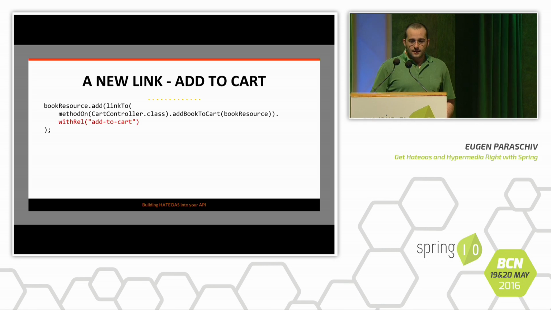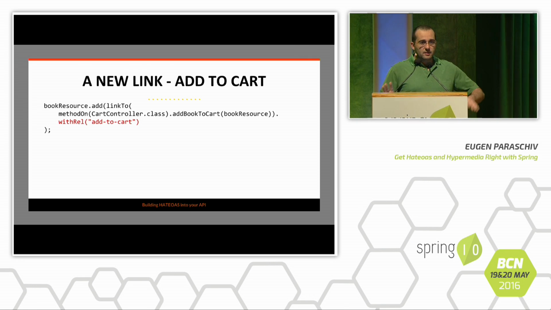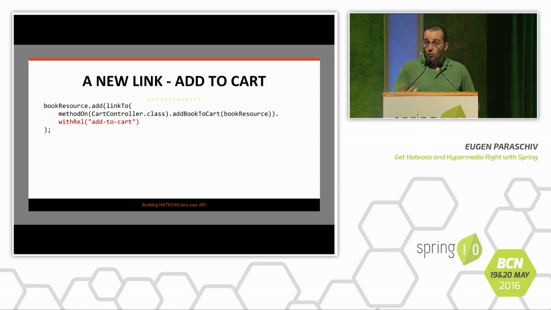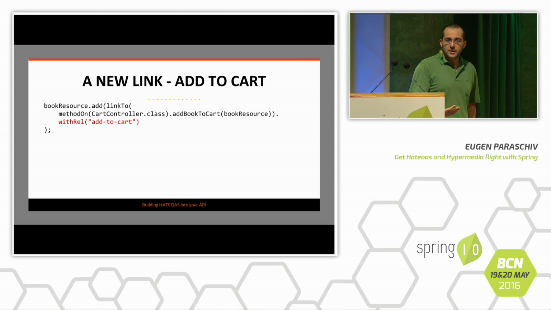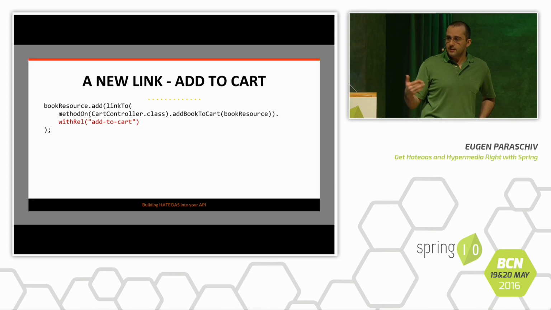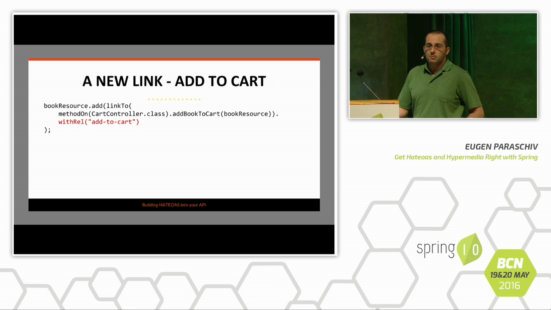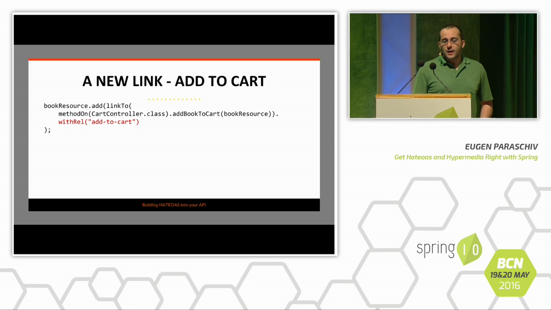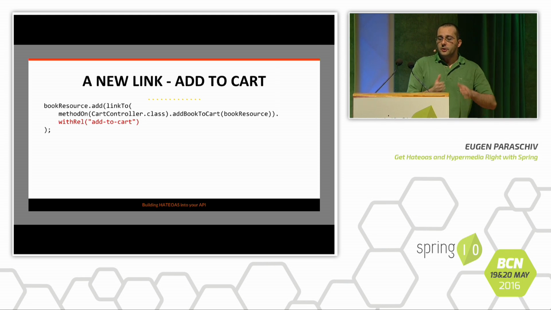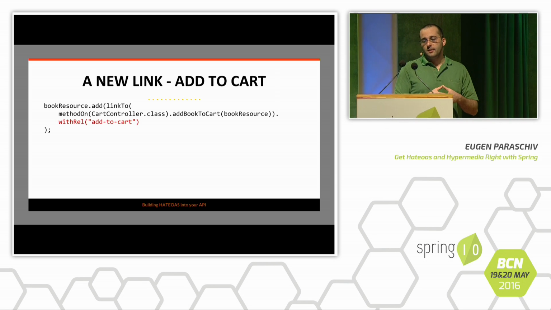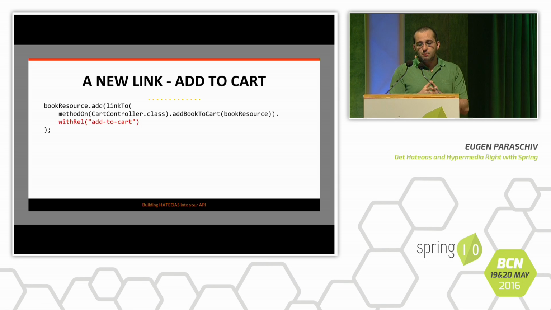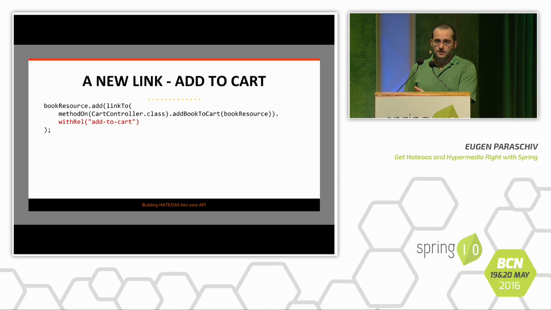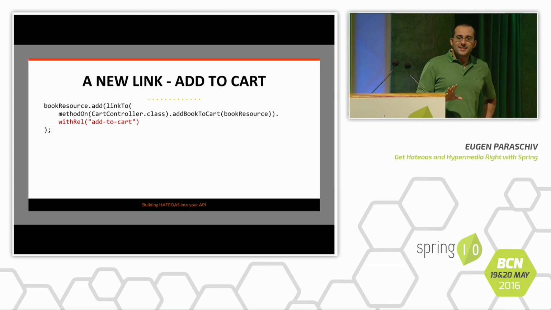All right. So now the self-link is out of the way. That's pretty simple. Let's add another link. Let's add this add to cart link, the one that we saw when we explored the API. Because, by the way, all of this code is available on GitHub, and is the one we just explored. So we're going to do the same thing. We're going to point to the cart controller, and we're going to add this book to the cart with the relation add to cart.